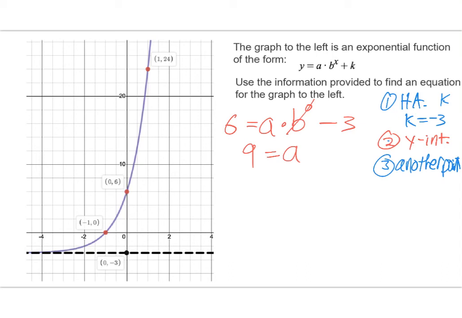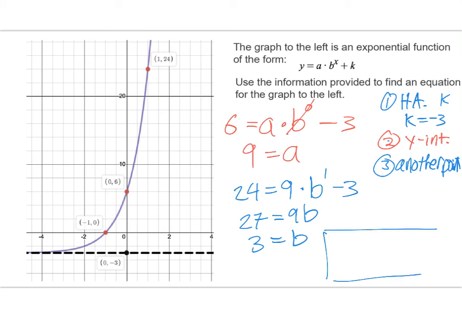So we're given (1, 24) and (-1, 0). I kind of like (1, 24) a little bit better because we don't have a -1 there. So when I plug that in, we are going to have 24 is equal to, we said a was 9, b to the 1, and then -3. If I add 3 to the other side, we get 27 is equal to 9b. Dividing by 9, we get 3 is equal to b.